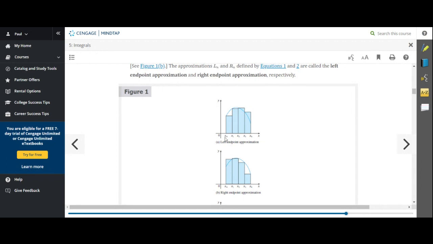Well, there are 4 rectangles. So there are 4 subintervals, 1 rectangle for each subinterval. The first subinterval goes from x sub 0 to x sub 1. But what determines the height of that rectangle? Would it be the function value at the left endpoint, x sub 0, or the function value at the right endpoint, x sub 1? Is it f of x sub 0, or is it f of x sub 1?